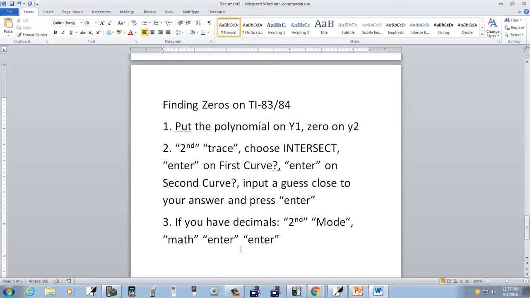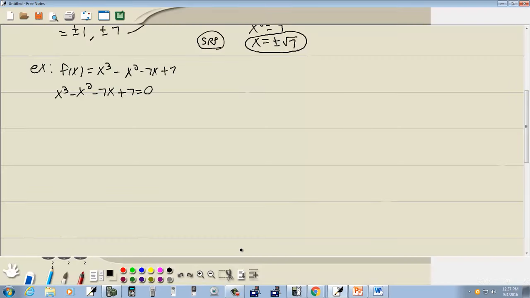Now we do not want decimals anywhere in this process, so if you have decimals, you ignore that particular answer. Okay, so let's take a look at this one.